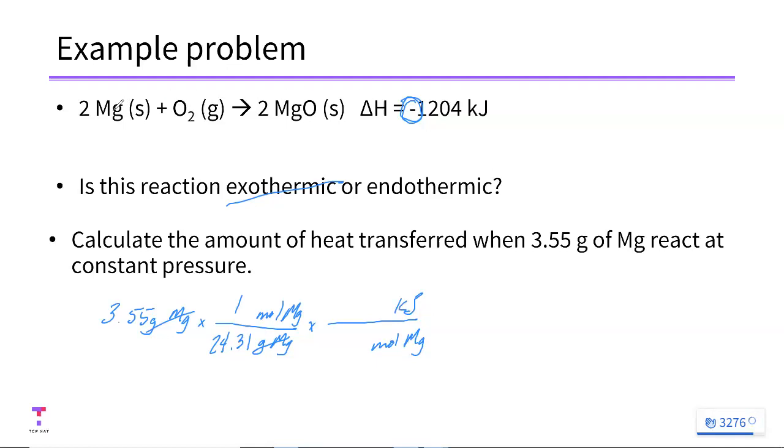And this is where we need to think about this in terms of a balanced chemical equation. The coefficient is related to the energy. So negative 1204 kilojoules for every 2 moles of magnesium. And so if I do that calculation, 3.55 times negative 1204, divide by 24.31, divide by 2, to 3 significant figures, I get negative 87.9 kilojoules.